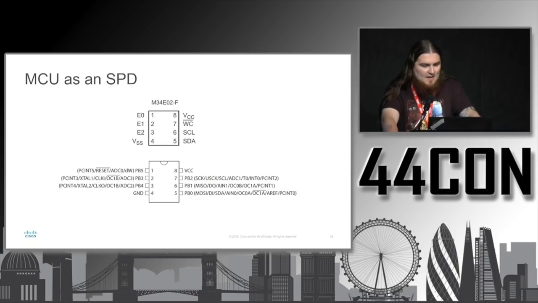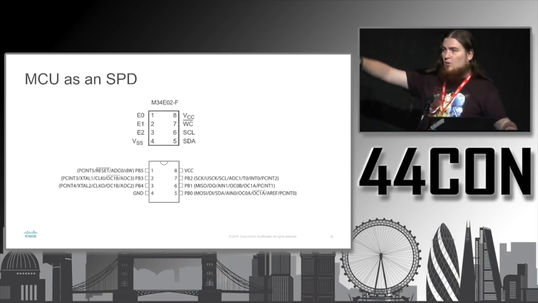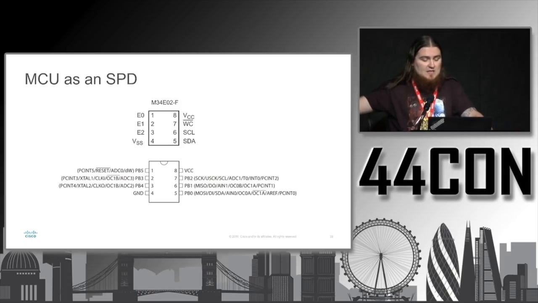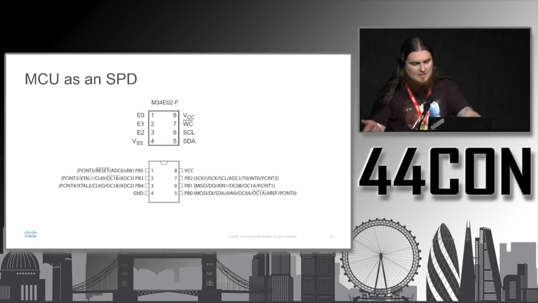At the top there, that's an SPD IC. You've got these E0, 1, and 2, which are the address select. You've got VSS, which is your ground, VCC, which is power, WC, which is write control, and SCL and SDA, which are for the SMBus. If you look at the bottom, you've got the VCC and ground in the same positions. The address selects you generally don't need to worry about, and the SCL and SDA pins on the bottom right just happen to line up with pins on the ATtiny85 that support interrupts, which makes it really easy to write software SMBus.